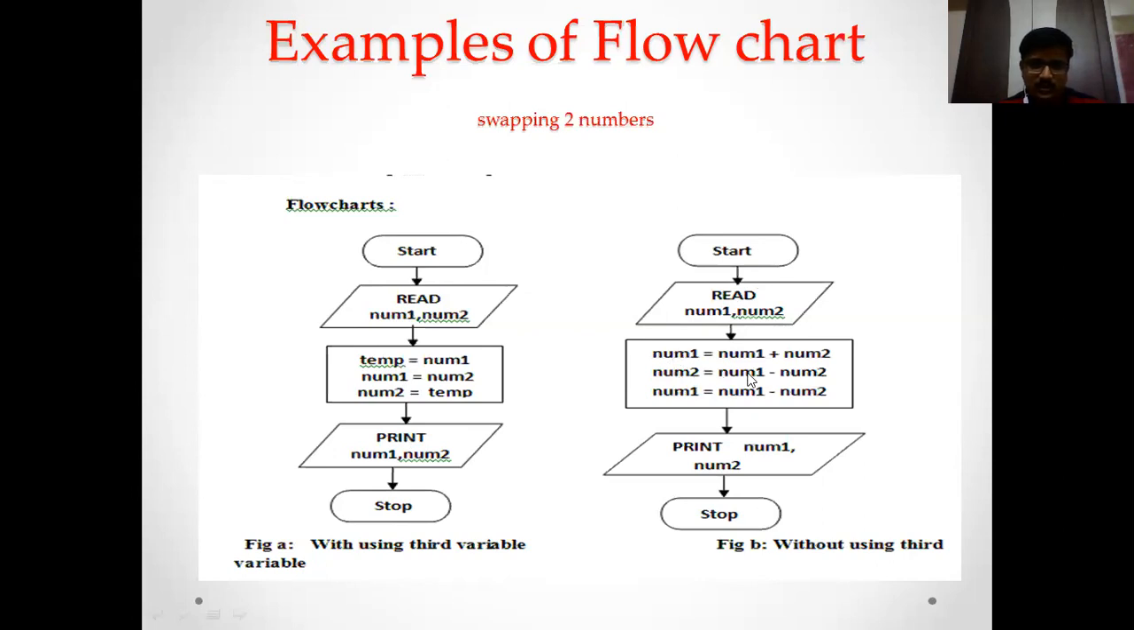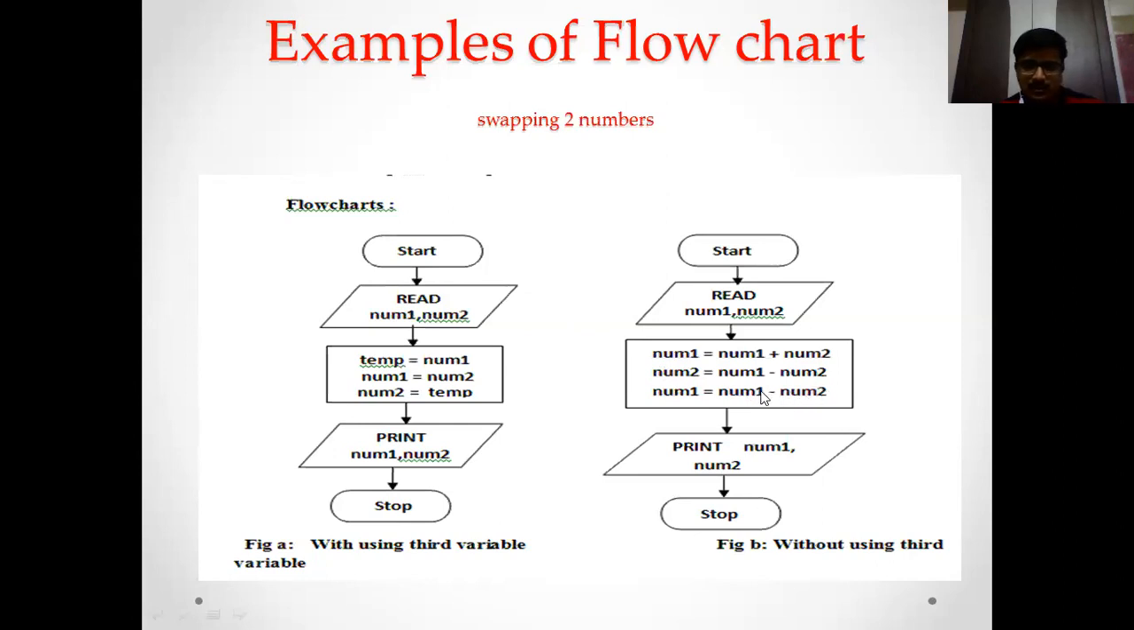Num2 equals number num1 minus num2. Currently num1 is 30, so 30 minus 20 becomes 10. So 10 will be assigned to num2. Currently num2 is 10. Then next, num1, which is still 30, minus num2, that is the 20.